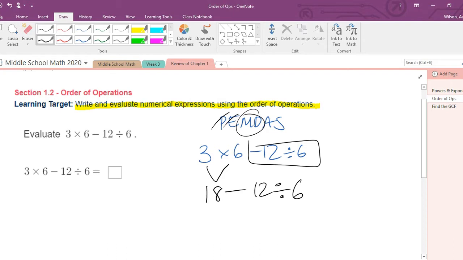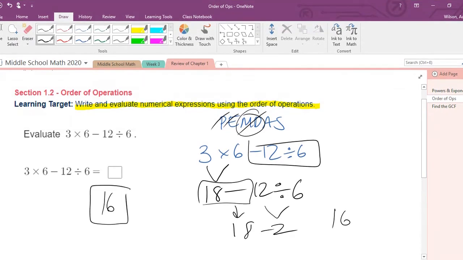We still have division, so now I'm going to do the division part. 12 divided by 6 is 2. And now the multiplication and division are out. I'm going to bring down the 18 minus, and we have 18 minus 2, which is clearly 16. So the value for that numerical expression is 16.